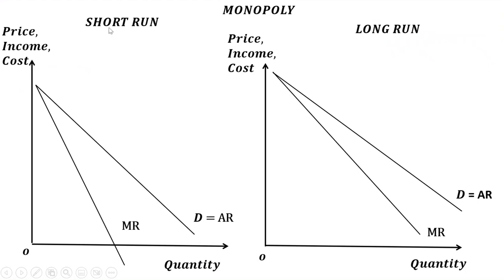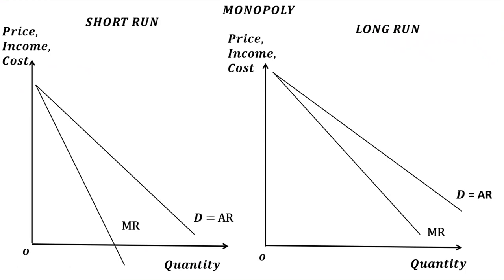Then remember another thing, short run. The monopolist is making economic profit and economic loss in the short run, but they only make economic profit in the long run. Okay, short run, profit and loss, but in the long run, only economic profit. Then, in the short run, the marginal revenue curve lies in the middle between the demand curve and the point of origin. So this marginal revenue curve lies in the middle between that and the demand curve. That is also another way to identify the short run and the long run.